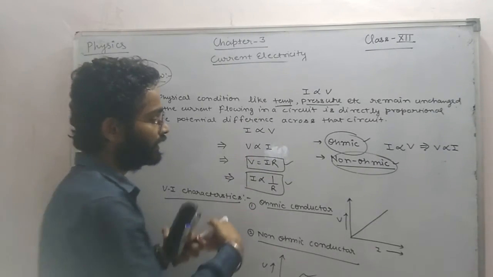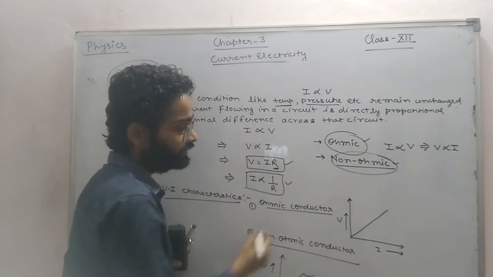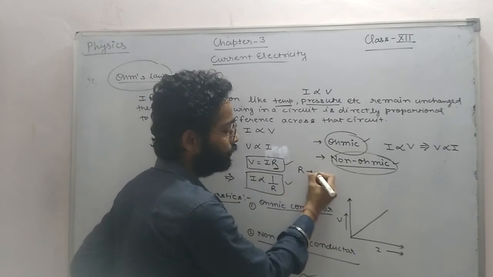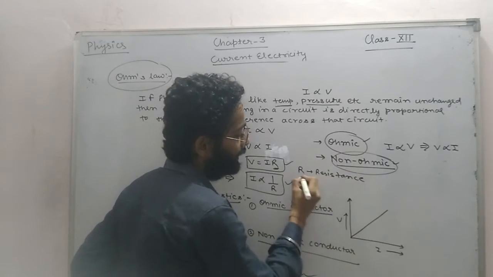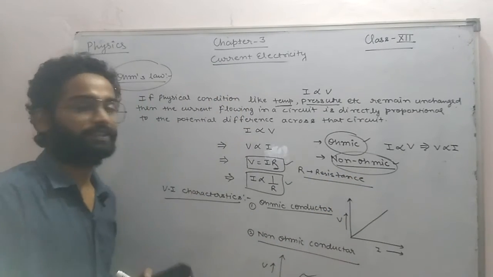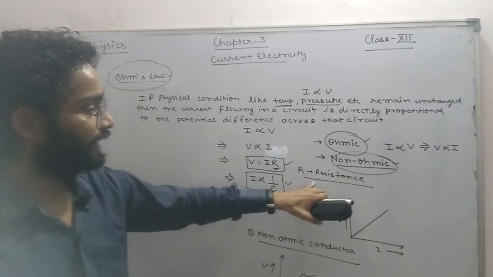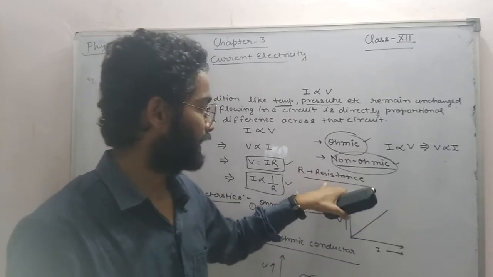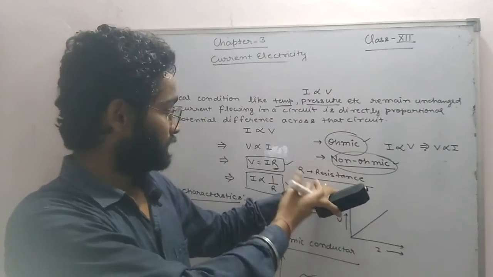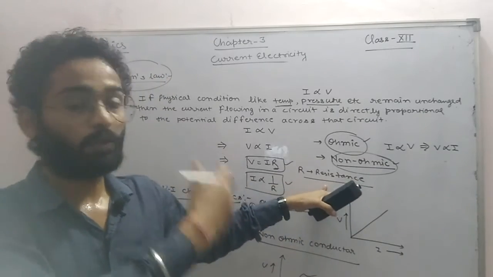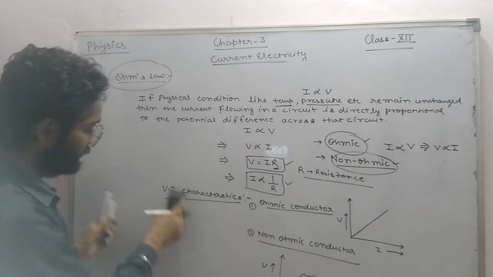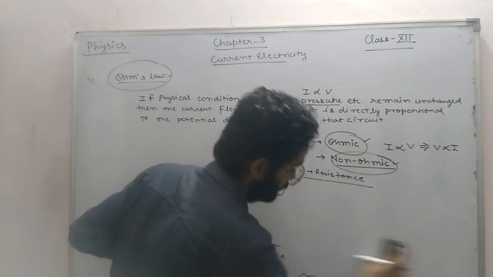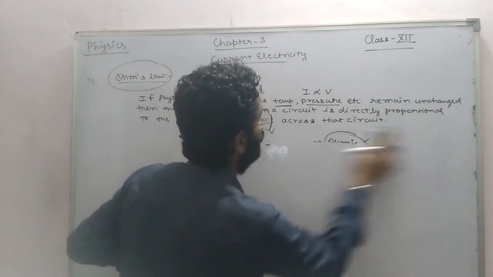Here the term comes, that is R. What is R? R is called resistance. Let me discuss with you what is resistance. The hindrance offered by the circuit or the wire in the path of the flow of the current, that is called resistance. Let us take this topic and discuss briefly what is resistance.